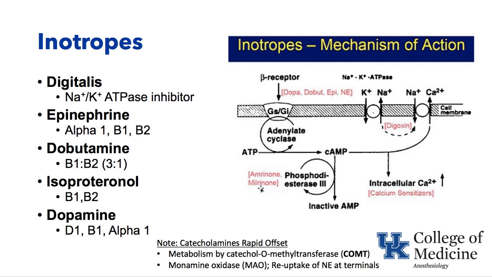Catecholamines tend to have a rapid offset, and the main reason is that they are metabolized by an enzyme called catechol-O-methyltransferase. For example, during CPR, when you're administering epinephrine, you administer every 3 to 5 minutes or so. So relatively fast offset of catecholamines.